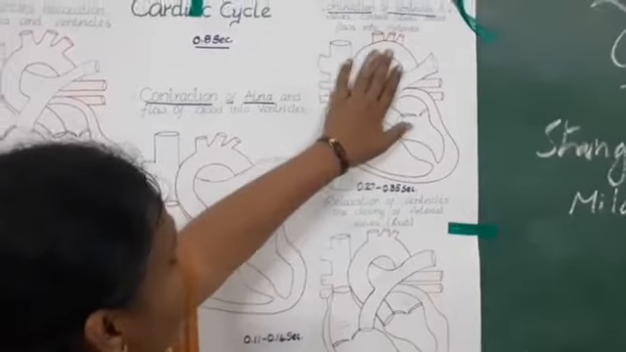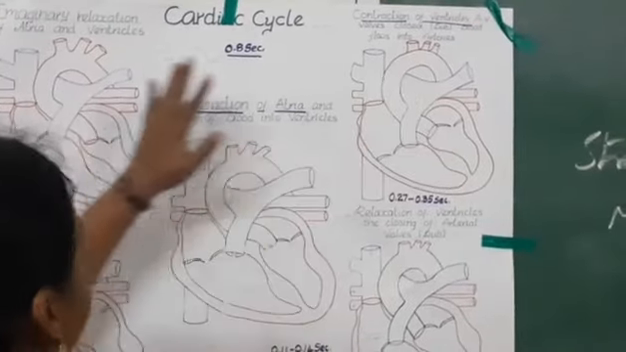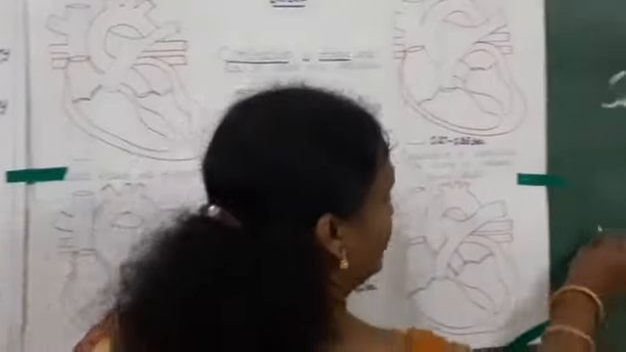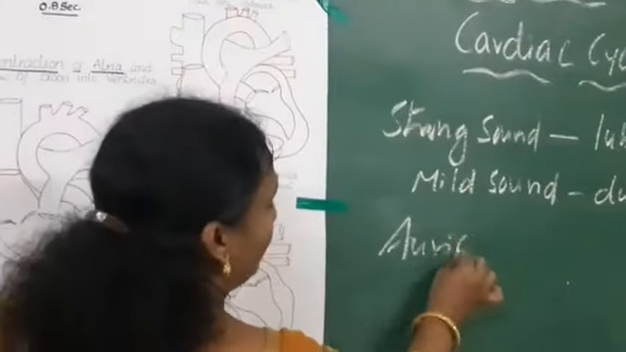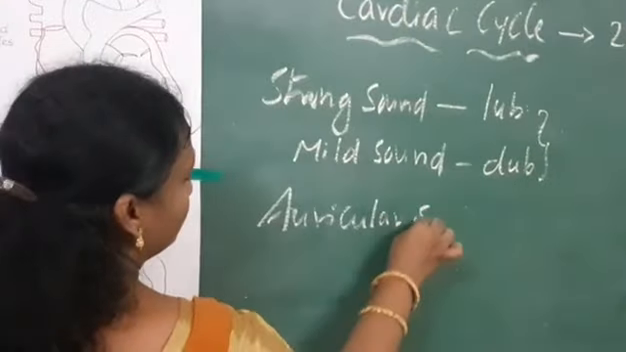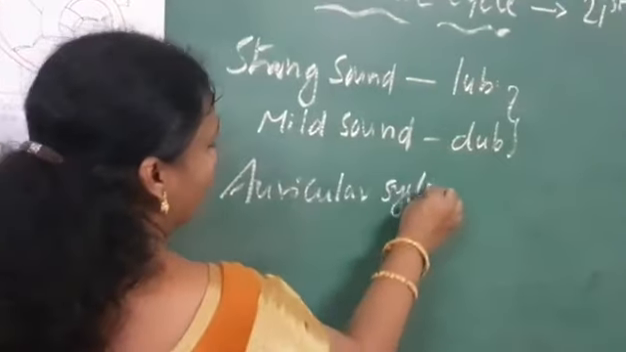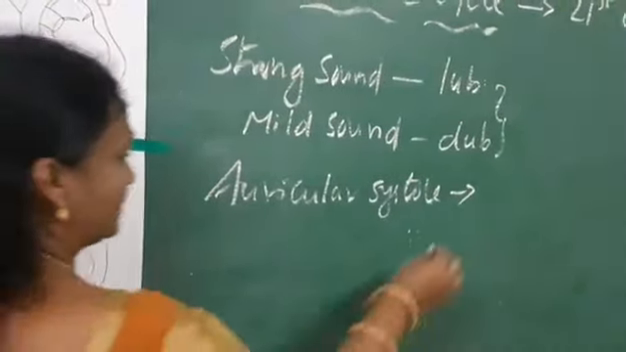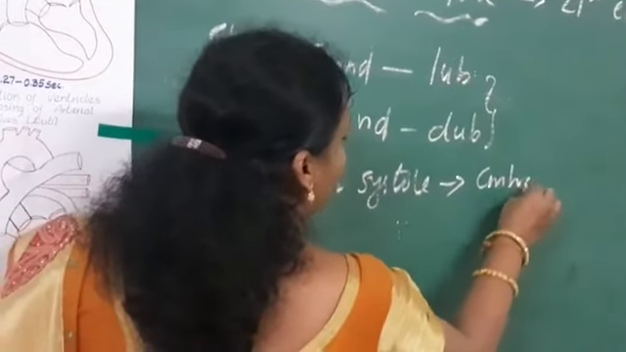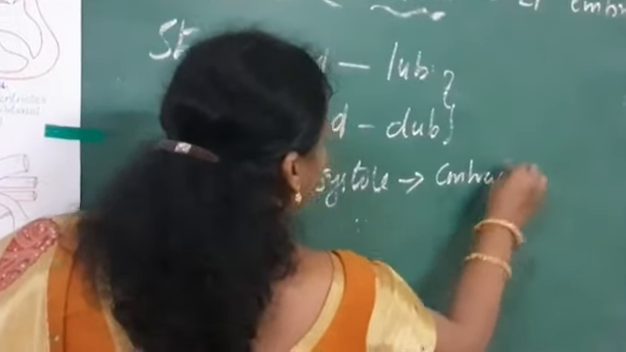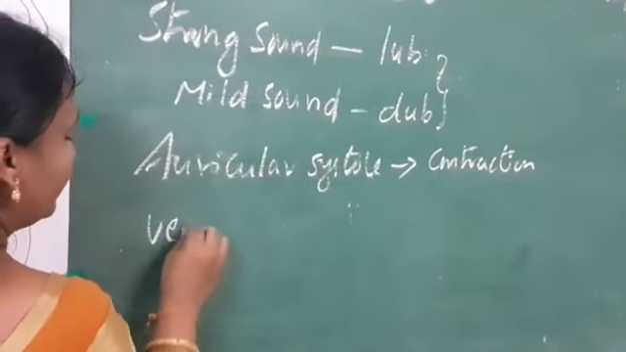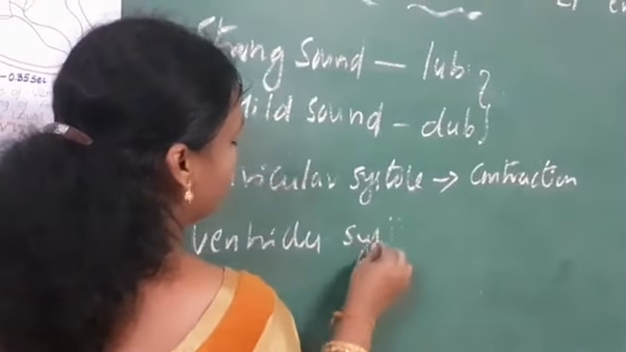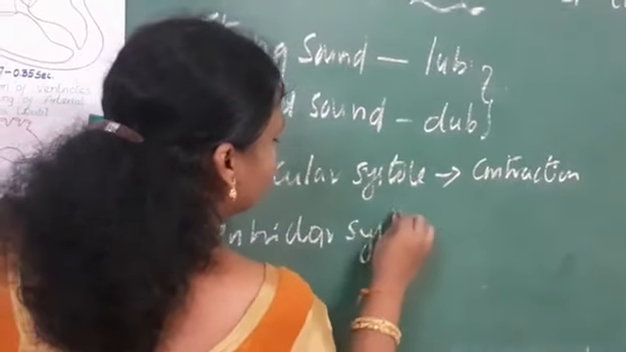So that is the next stage. That is the first stage, where we observe both the auricles contract. The contraction of the auricles is called auricular systole. When both auricles contract, that stage is called auricular systole. The contraction phase of the heart is called auricular systole. Then both the ventricles contract. Ventricular contraction we call ventricular systole.